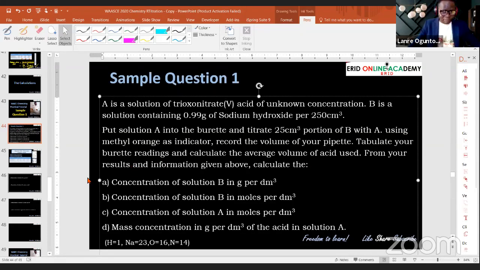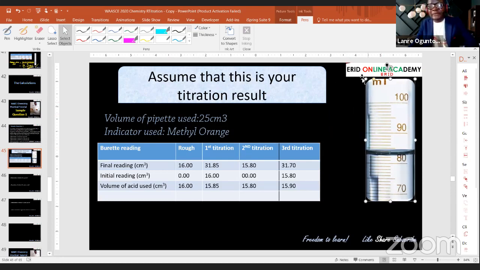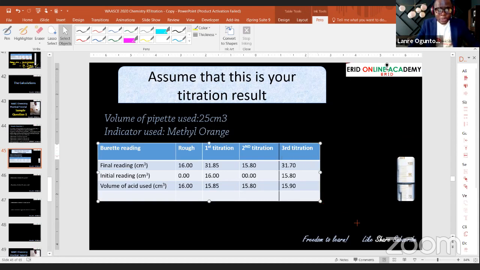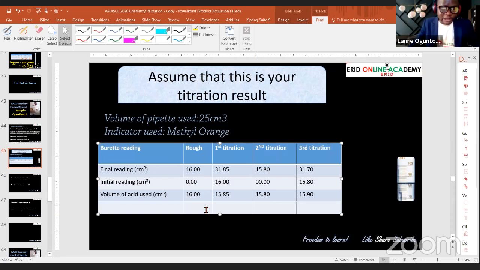The first thing that we're asked to do is to calculate the volume of acid used. So when you get questions like this, the first thing you are going to do is the table of result. This table of result is very, very important. Please don't miss it out. The question says calculate the average volume of acid used. So I'm using this as a demo titer value.